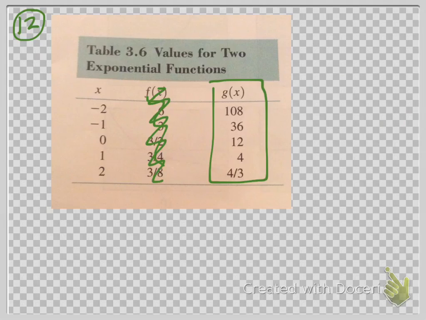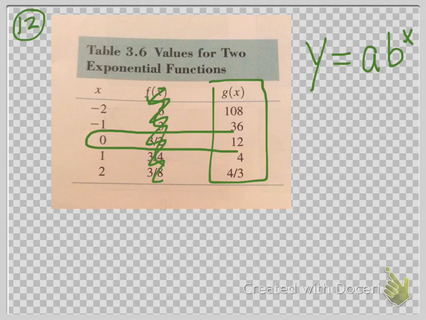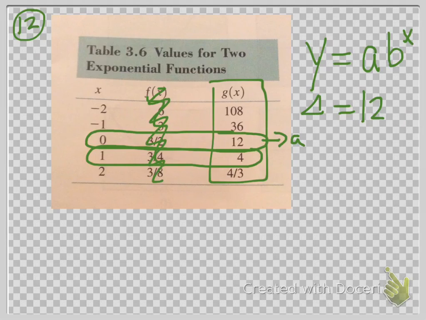Well, the first thing to think about if I'm writing an exponential function is I want to start with a times b to the x, and a is always the output, the y-coordinate, when our input is 0, so this gives me my a. So I already know that a is 12, so I replace a with 12, and then I can choose another point. My second favorite point is always the one with x equals 1, so I'm going to put 4 where the y was, and I'm going to put a 1 where the x was.